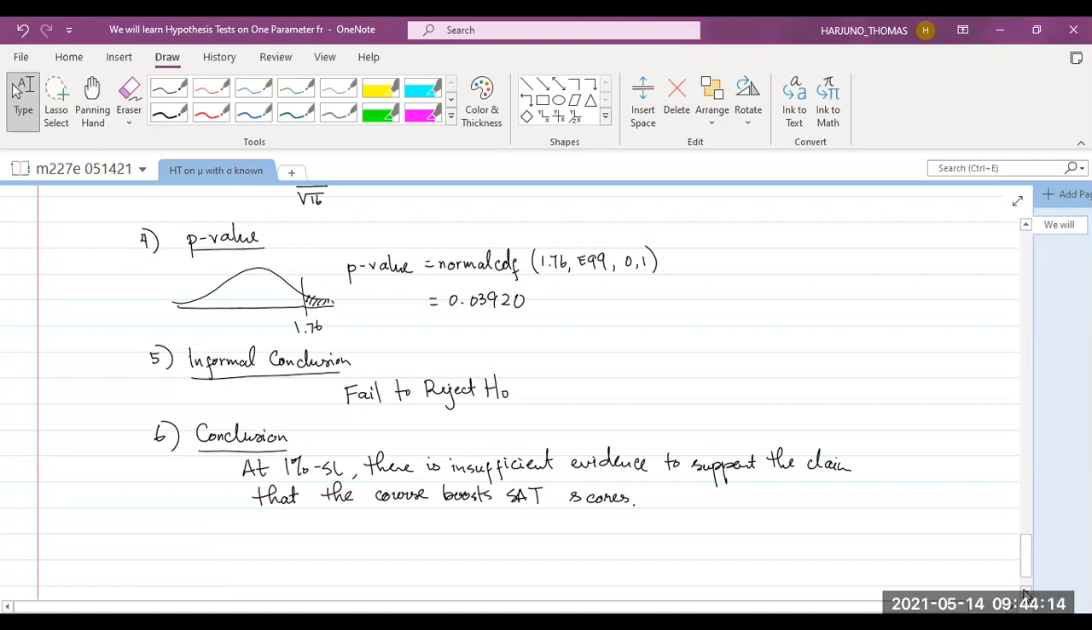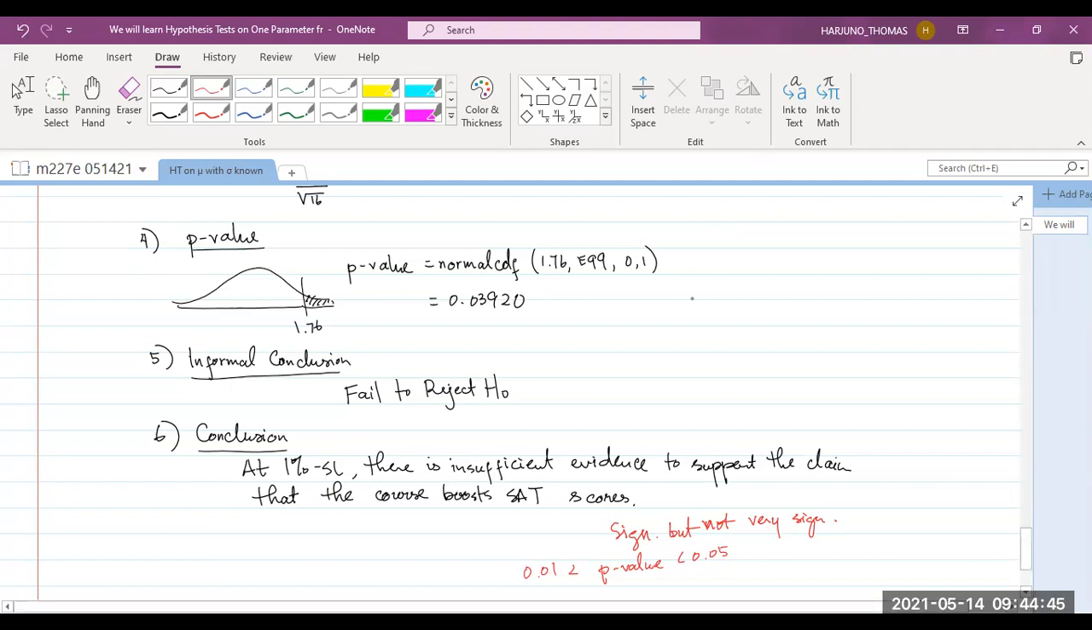So the wording that statisticians use, significant but not very significant, actually refers to the p-value being less than 5%, but more than 1%. Okay.